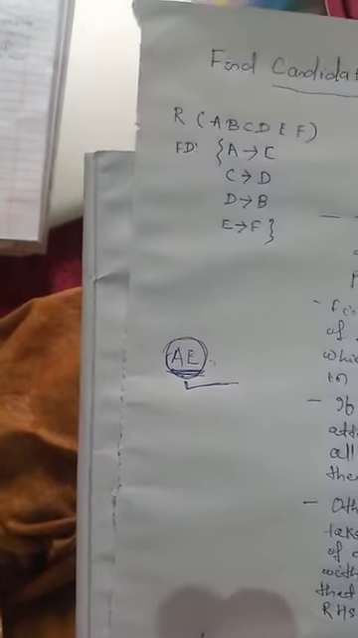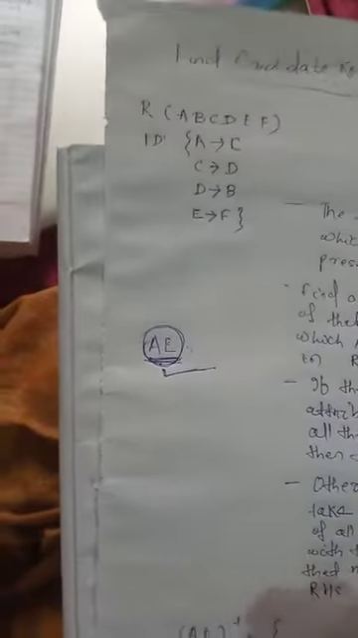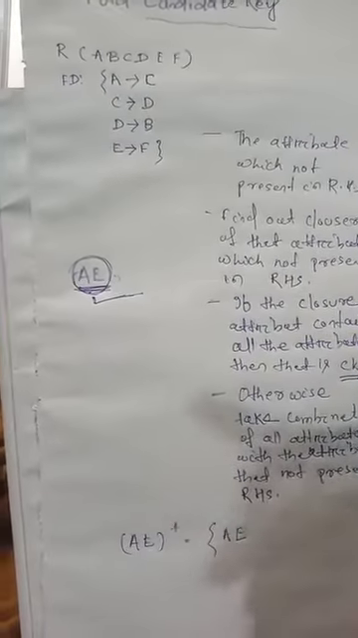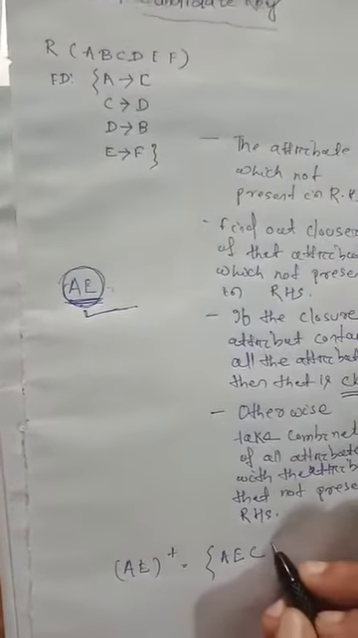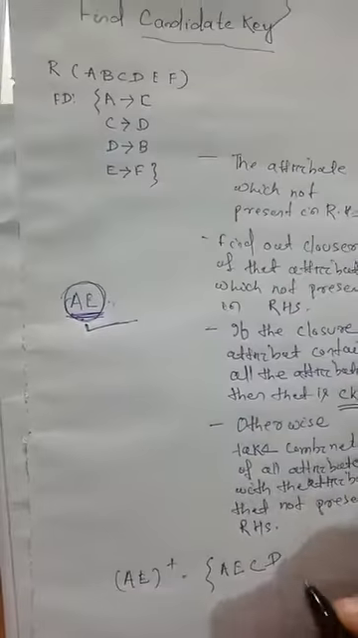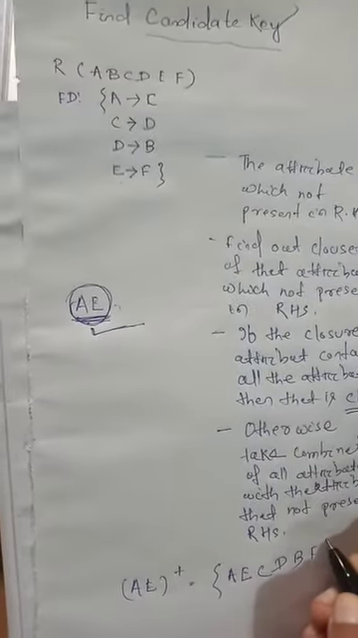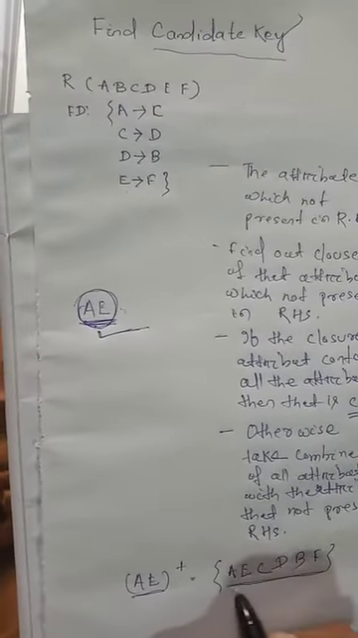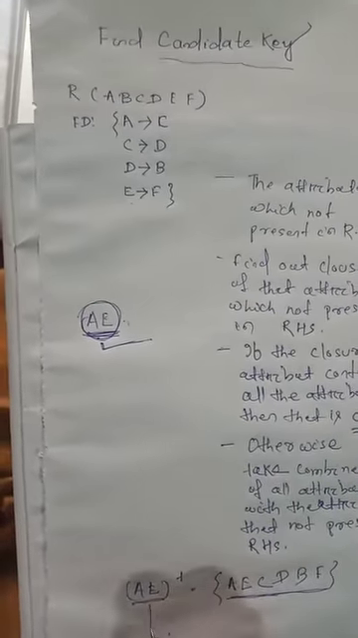Okay, so now we have to find the closure of AE. From AE, itself determines. Again from A to C determines, C to D determines, D to B also determines. Again E to F determines. Okay, so here AE determined all the attributes that are present in your relation. So here AE is your candidate key.